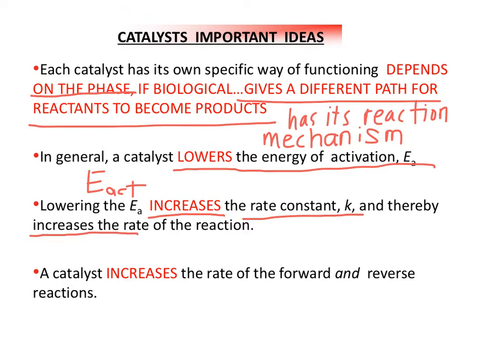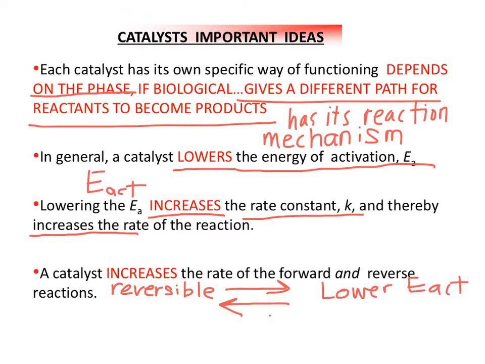And an important note for reactions that are reversible, which we said are reactions that can go forward and reverse. A catalyst increases the rate of the forward and the reverse reaction because it is lowering the activation energy in both directions.